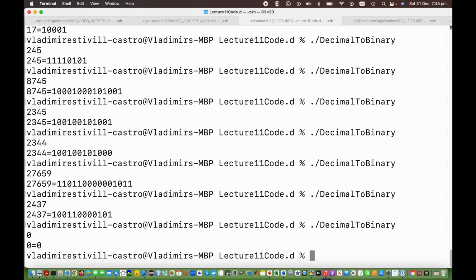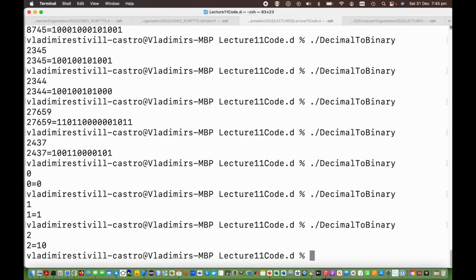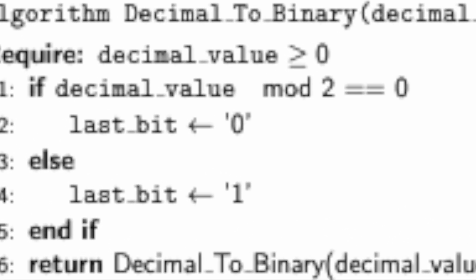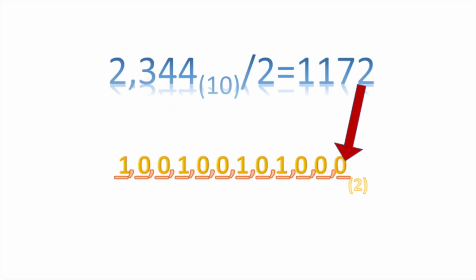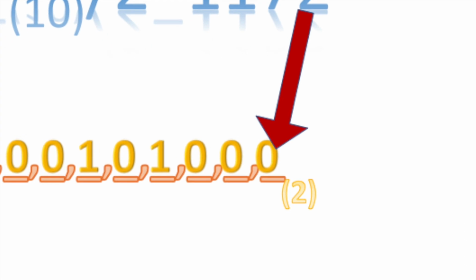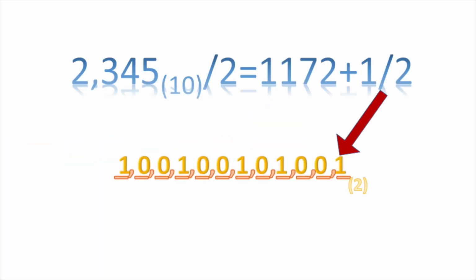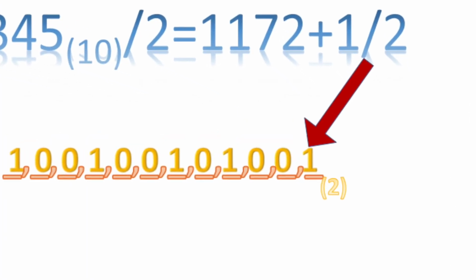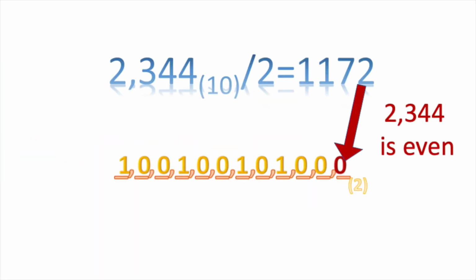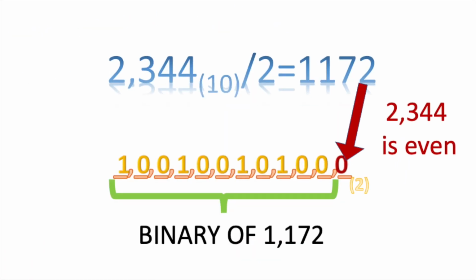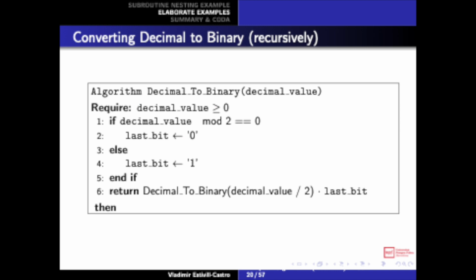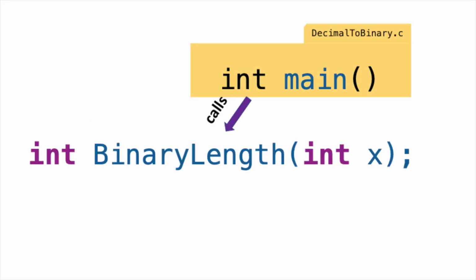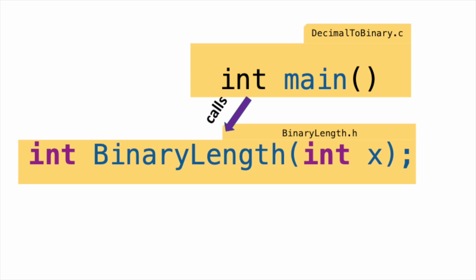We recall our earlier video and define the algorithm's pseudocode starting with the small base case. The last bit is 0 if the given value is divisible by 2. If the given value has a non-zero remainder when divided by 2, then the last bit is 1. Moreover, given the binary of half the given value, the binary of the input value is the concatenation with the last bit.